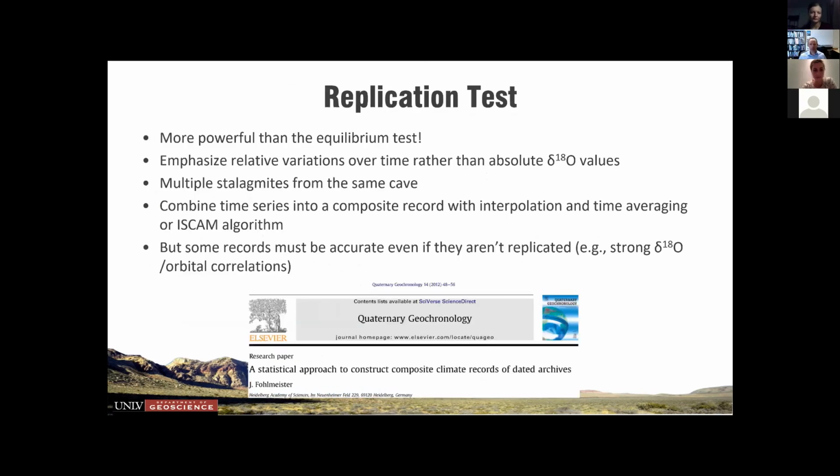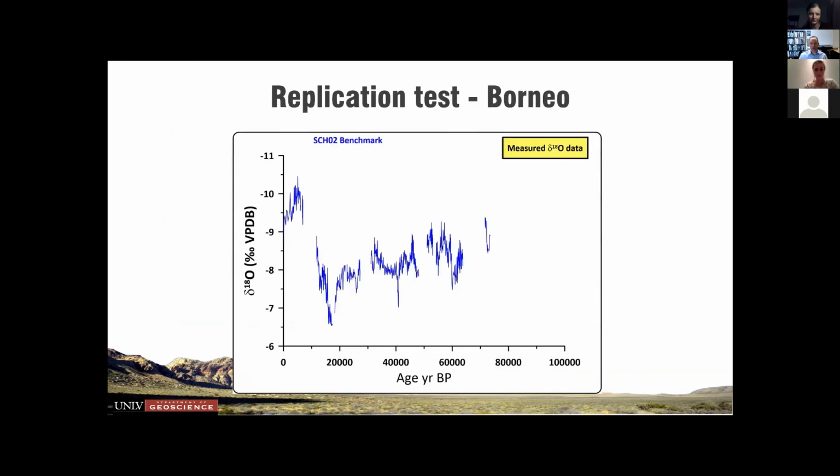The final, which is really more powerful in my opinion, is what we call the replication test. And this is once you have the speleothems and you have the age models, do the oxygen isotopic values replicate between different stalagmites? So to do this, you need to have more than one stalagmite, which is always complicated because it's extra work, cave conservation issues, etc. But if we can replicate them, we have much more confidence.